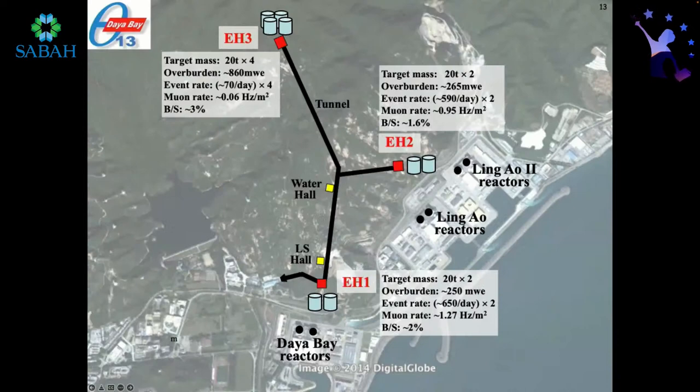Now this is the layout of the Daya Bay experiment. Altogether, we have six nuclear reactors, two here and two more over here and over there. For each nuclear power plant, we have a near underground hall with up to two anti-neutrino detectors installed for detecting the anti-neutrinos coming from the reactors. And then about 1.6 kilometers inside the mountain, we have the far experimental hall that can have up to four detectors to obtain the inverse beta decay reaction.